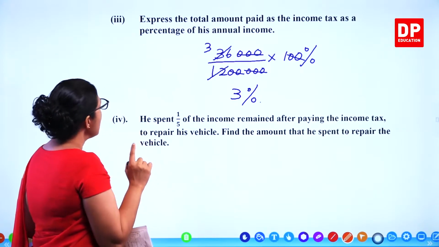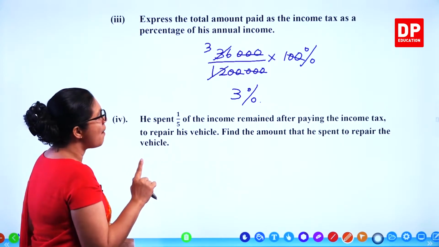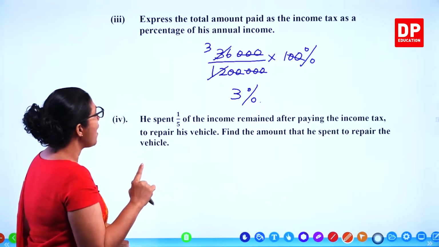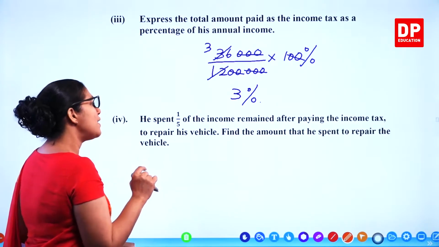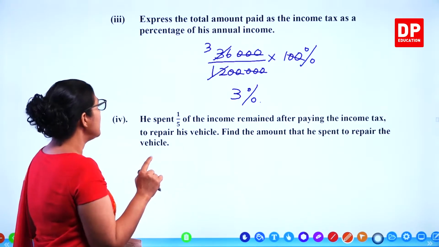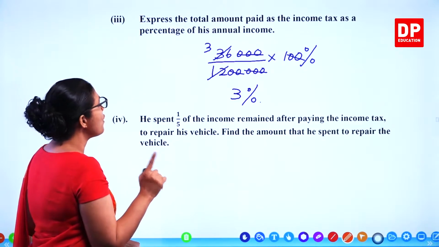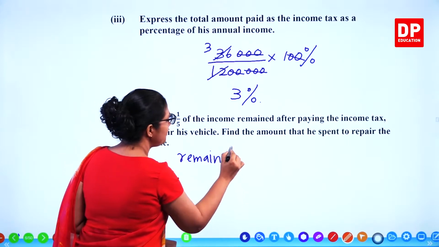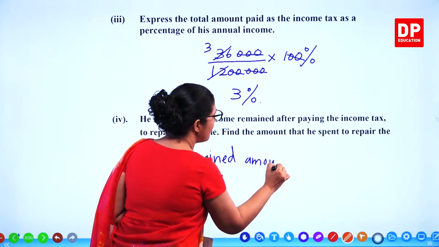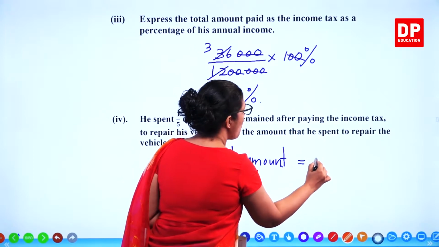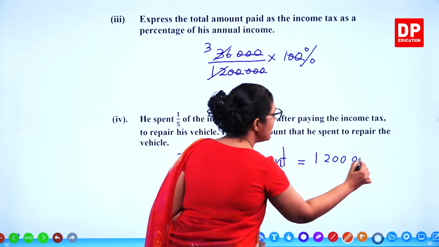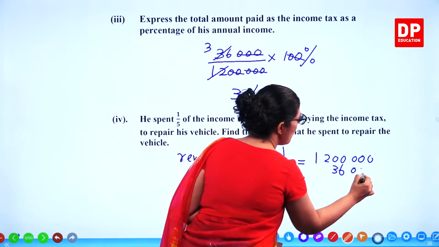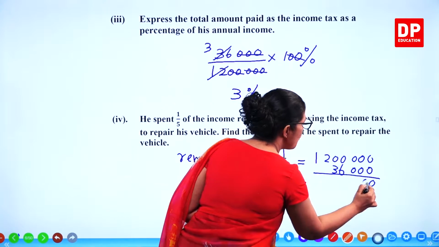So the fourth part, he spent 1/5 of the income remained after paying the income tax to repair his vehicle. Find the amount that he spent to repair the vehicle. So what is the amount remained? 1,200,000 and the tax amount is 36,000 rupees. So that's the amount remained.